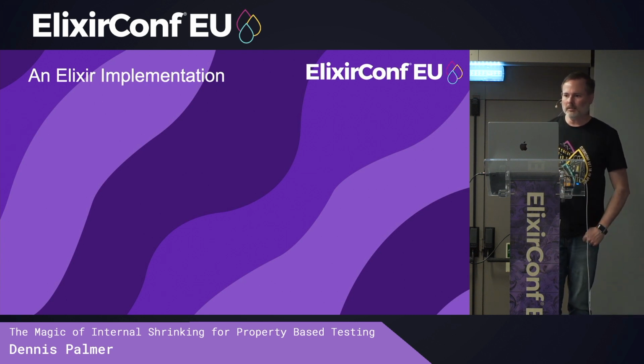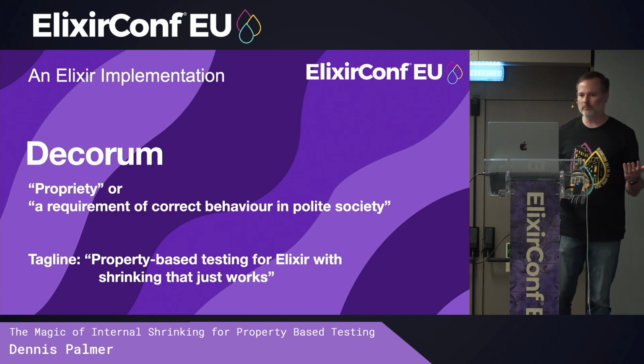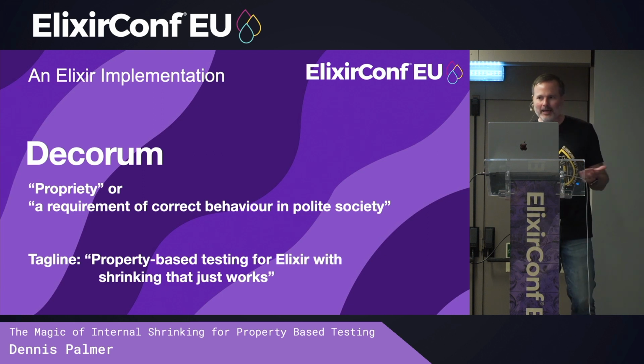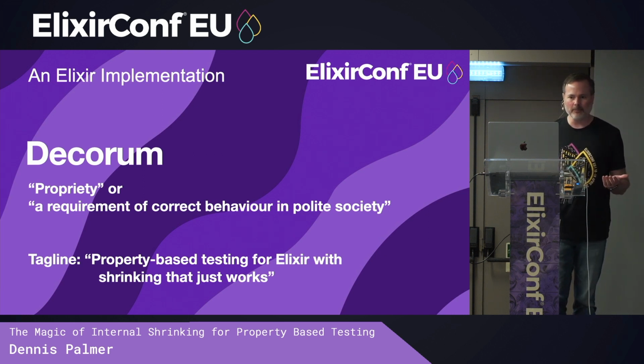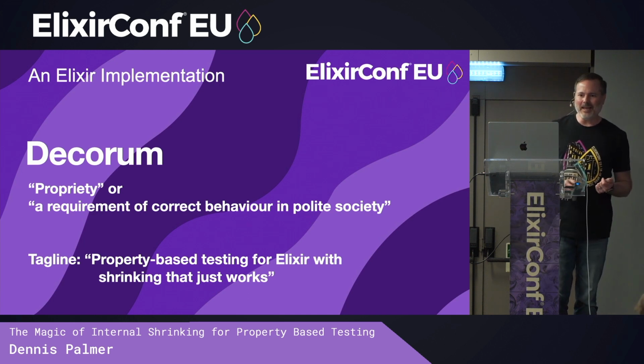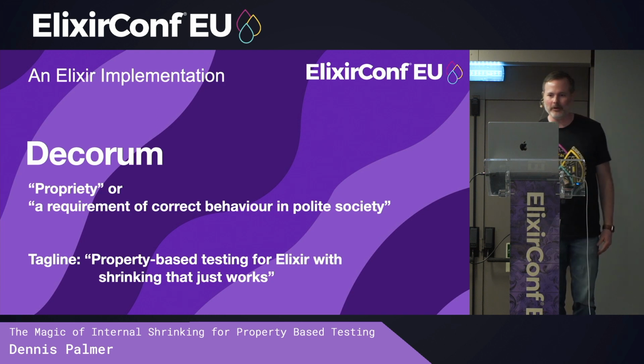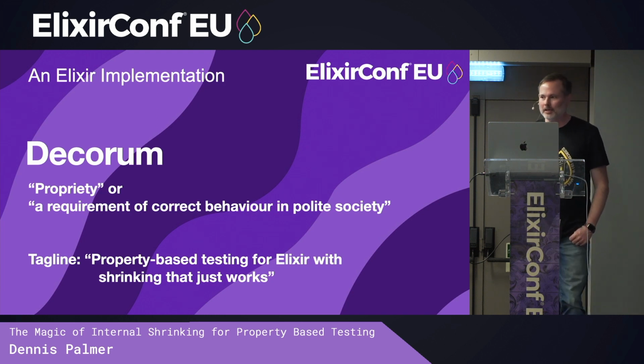So I decided to build my own library just as a proof of concept to see that this would work. And even though it was only a proof of concept, I spent some time coming up with a name, so I call it Decorum. And the dictionary defines this word as propriety, which if you squint a little bit and maybe throw in a little bit of dyslexia, kind of looks like property. And then it also is defined as a requirement of correct behavior in polite society, which sounded like a great name for a testing library. And the tagline I came up with is property-based testing for Elixir with shrinking that just works.